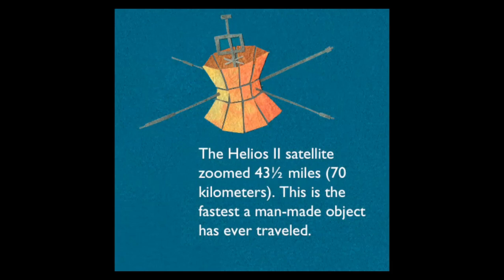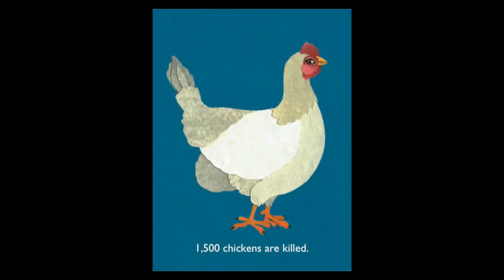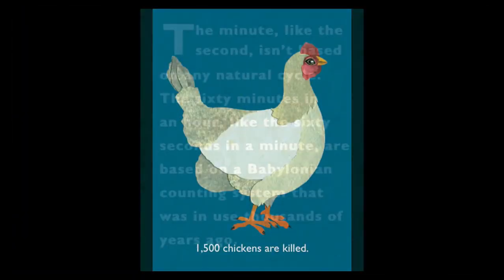A stone dropped from rest falls 16 feet in one second. The Helios 2 satellite zoomed 43.5 miles. This is the fastest a man-made object has ever traveled. The Apollo 10 spacecraft traveled almost 7 miles during re-entry, the fastest humans have traveled in a man-made vehicle. In 1 second, 1,500 chickens are killed.